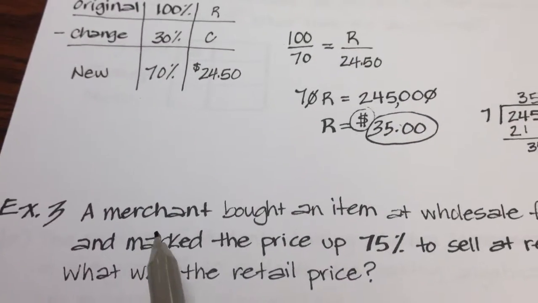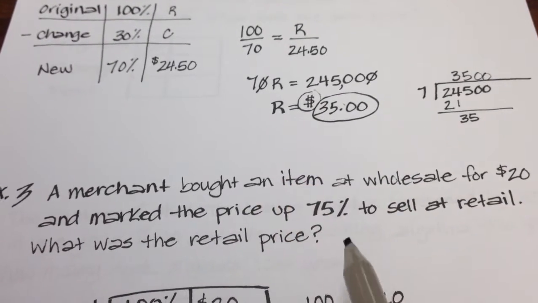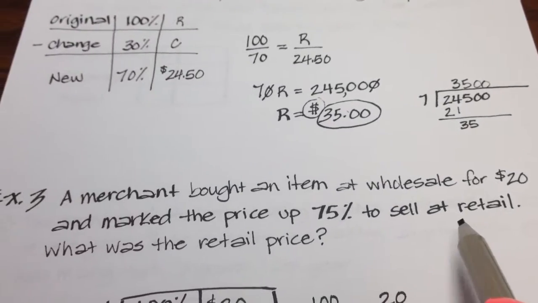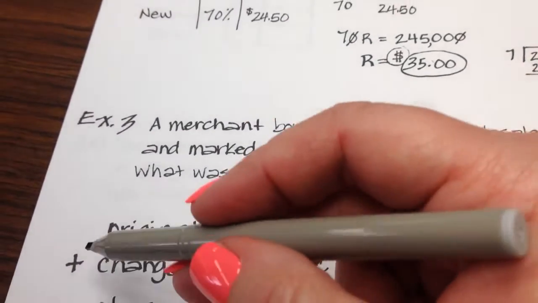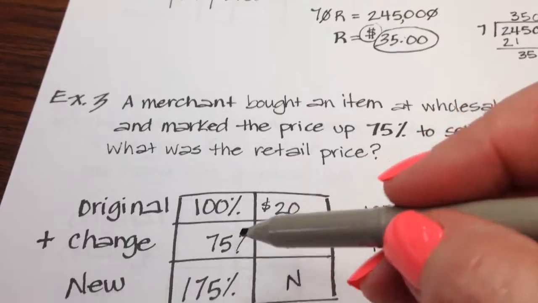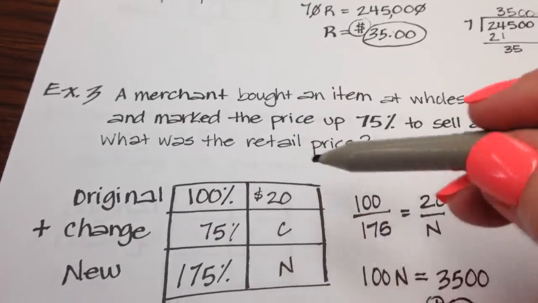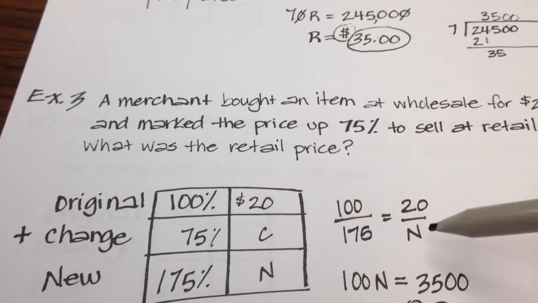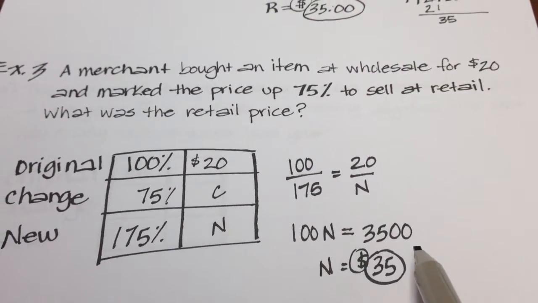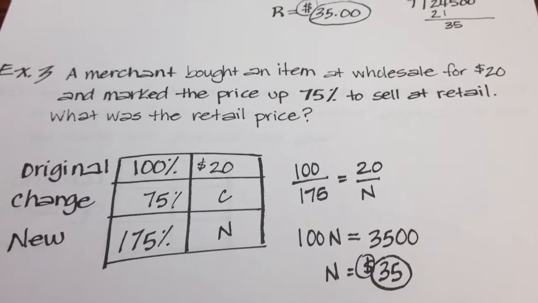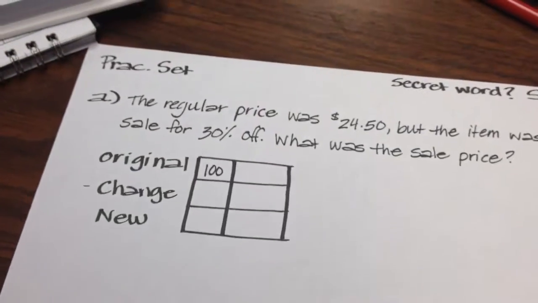All right, here's another one. A merchant bought an item wholesale for $20 and marked the price up 75% to sell at retail. What was the retail price? All right, so 100% was at $20. Then he increased, we add 75%. So our new price is going to be 175%. So I got my change and my new price. So we have 100 is to 175 as 20 is to the new price. Cross multiply, we have 100N equals 3,500. So guess what? You take off those 2 zeros, N equals $35. See? This is recognizable. I remember doing this.